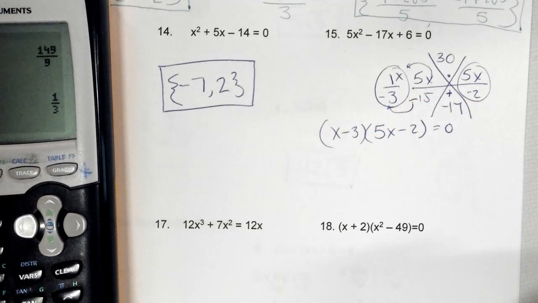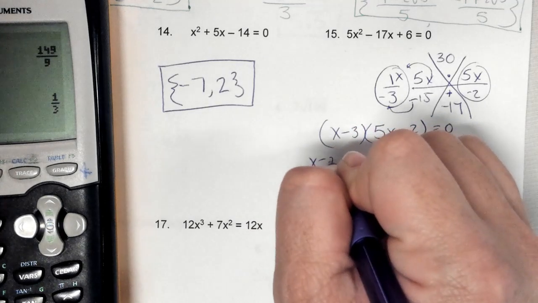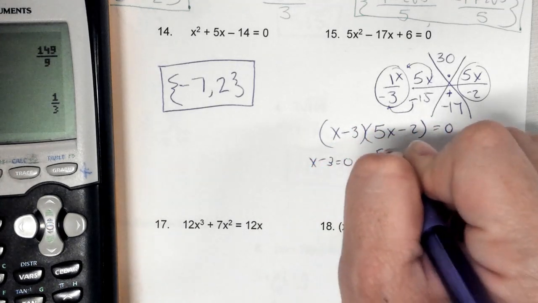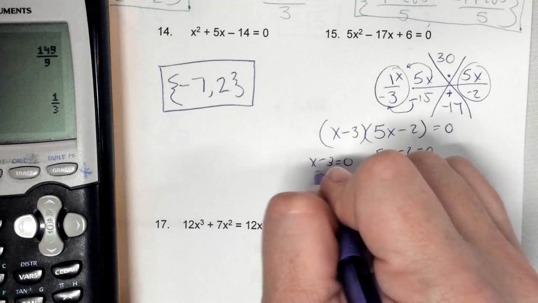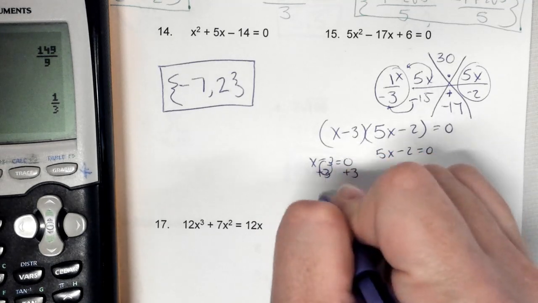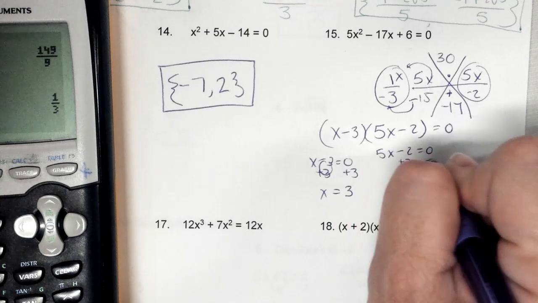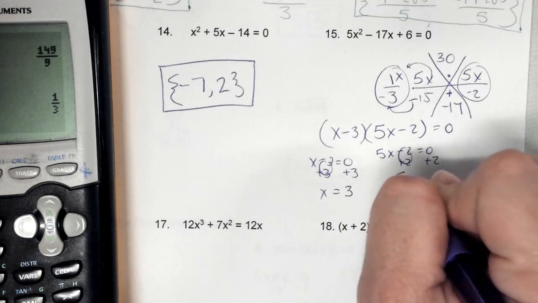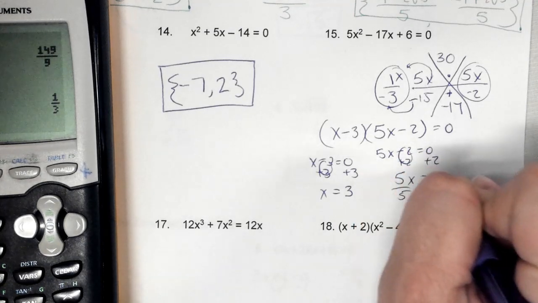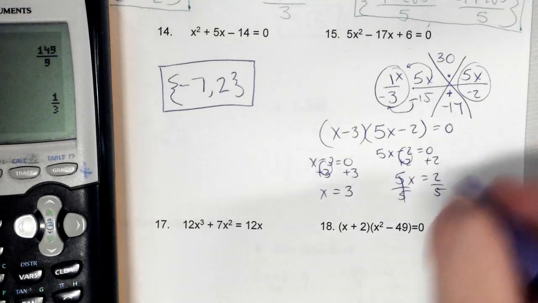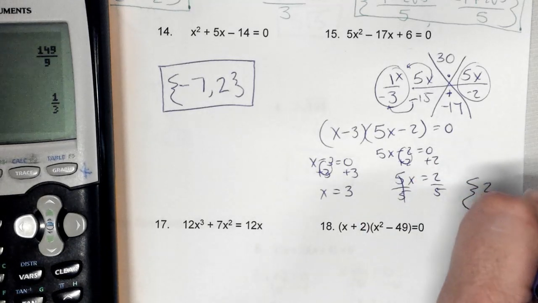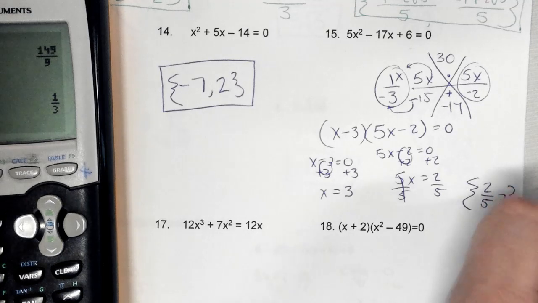And now I separate and solve. So x minus 3 equals 0, 5x minus 2 equals 0. And I get 2/5. So 2/5, 3.